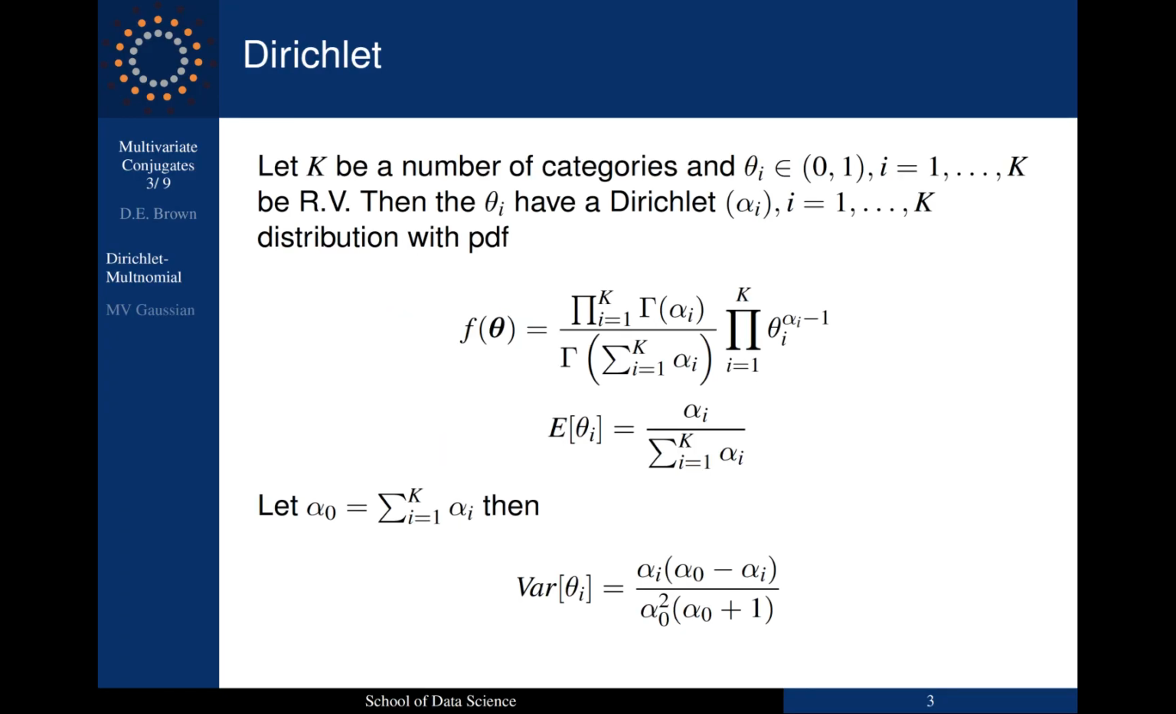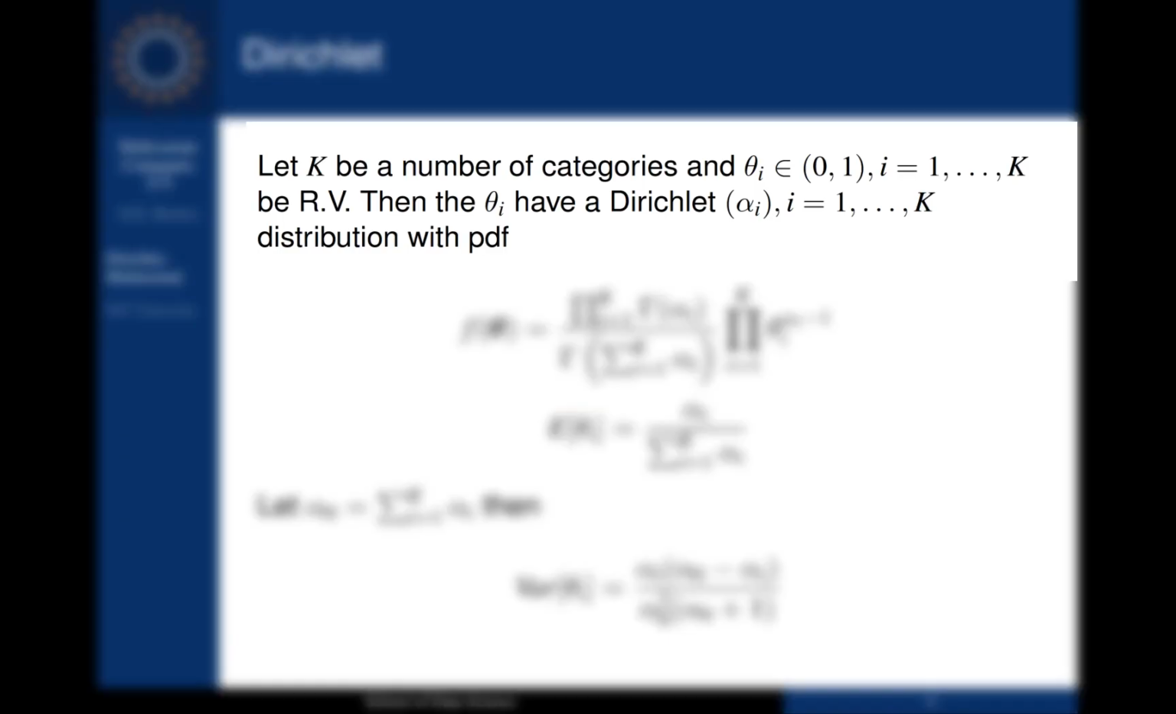Okay, so let's start with the Dirichlet distribution. Remind ourselves what it looks like. If we have k categories and theta i takes on values between 0 and 1, and typically we can think of these as probabilities of a particular category occurring. And this is our random variable, so these theta i's are our random variable. In this case, we're going to have a vector of them, from 1 to k of these theta i's. Then the theta i's have a Dirichlet distribution with parameters alpha i, 1 to k.